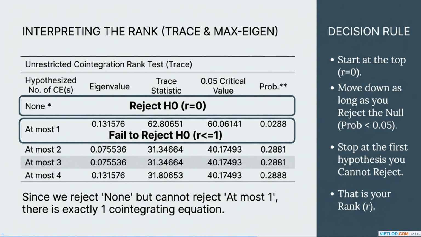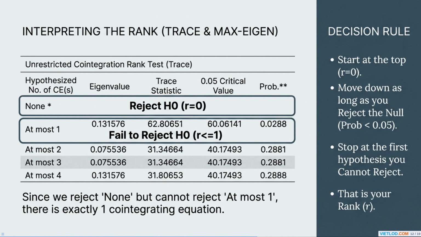After running the Johansen test, we get a table for the trace statistic. The key is to apply a specific decision rule. You start from the top hypothesis, which tests if there are 0 cointegrating equations, meaning R equals 0. You compare its probability value to your significance level, typically 0.05. If the probability is less than 0.05, you reject the null hypothesis. In this example, the probability for none is 0.0288, which is less than 0.05, so we reject H0, R equals 0.